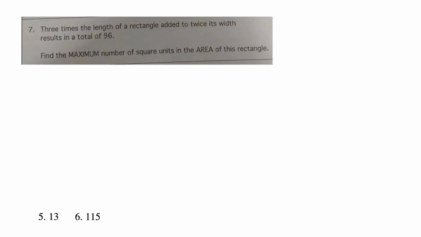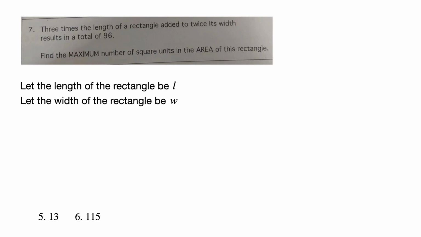Lastly, question 7. 3 times the length of a rectangle added to twice its width results in a total of 96. Find the maximum number of square units in the area of this rectangle. Let's first define some variables. Since we're dealing with the rectangle's length and width, let the length of the rectangle be L, and let the width of the rectangle be W.